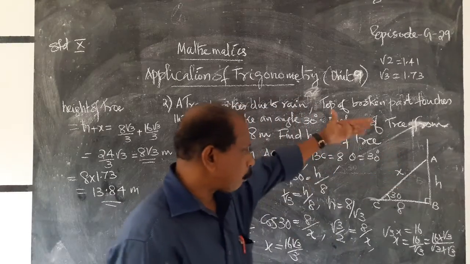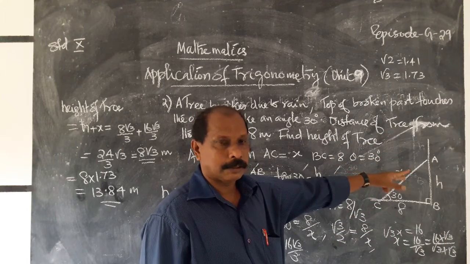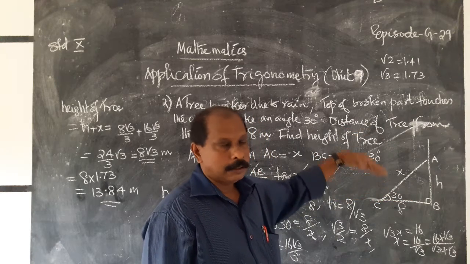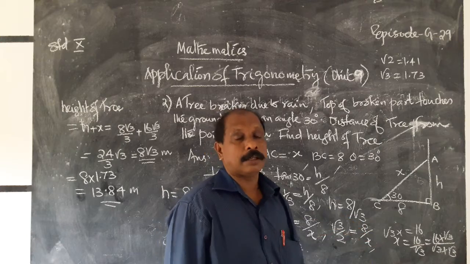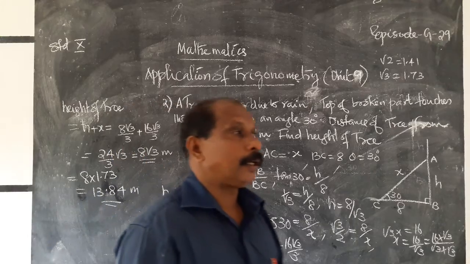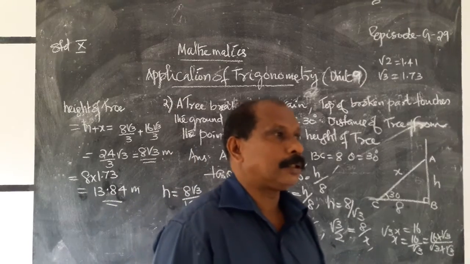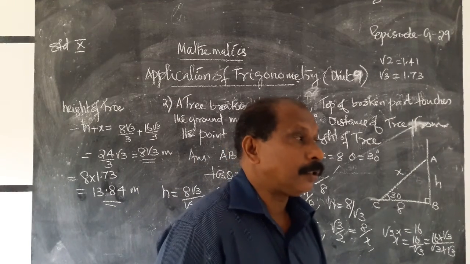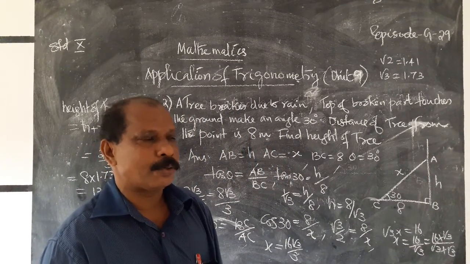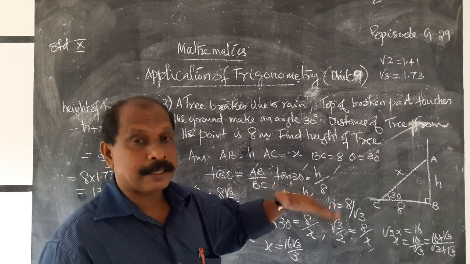Clear? That means the broken part is the hypotenuse, and the remaining part is the opposite side. And BC is the adjacent side, it is given. The angle at the ground is 30 degrees. Therefore, using tan 30, tan theta is equal to AB by BC. That is tan 30 is equal to h by 8. Tan 30 is 1 by root 3 is equal to h by 8. Therefore, h is equal to 8 by root 3. We can convert it into rationalized form. That is 8 root 3 by root 3 into root 3. Root 3 into root 3 is 3. Therefore, 8 root 3 by 3 meter. That is h.